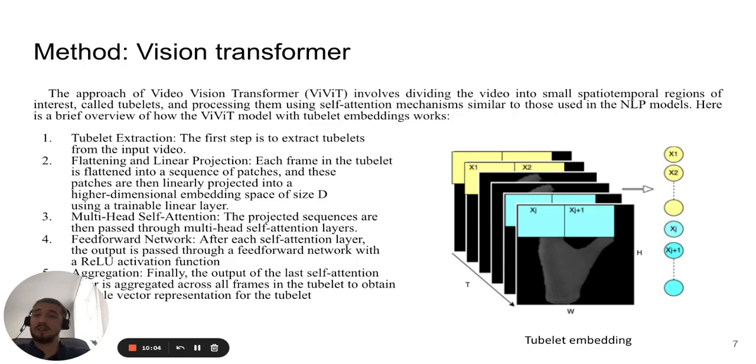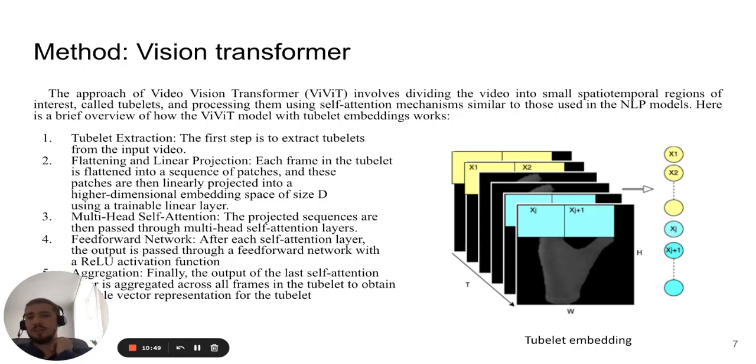This can be done using a variety of techniques such as object detection, tracking, or motion analysis. Each tubelet is represented as a sequence of T frames, where each frame is an H by W by C tensor, representing the pixel values of the video frame. Then goes the flattening and linear projection. Each frame in the tubelet is flattened into a sequence of patches, and these patches are then linearly projected into a higher dimensional embedding space of size D using a trainable linear layer. Multi-head self-attention layers: the next step is that the projected sequences are then passed through the multi-head self-attention layers.